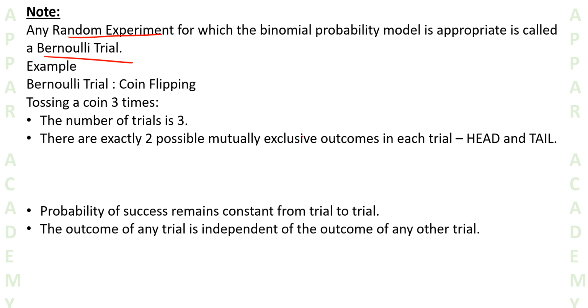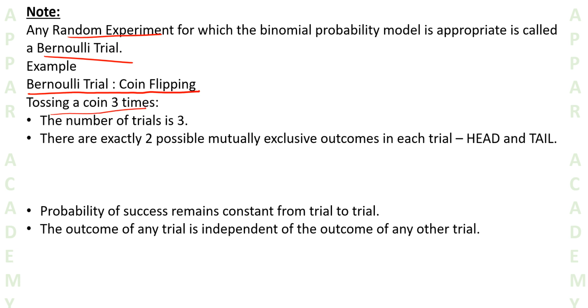Here we will also understand the relation between a Bernoulli and binomial distribution. Slowly and slowly move towards it. So let's see an example to understand this. Let's suppose we are taking a Bernoulli trial, that is a coin flipping. Let's suppose tossing a coin 3 times.